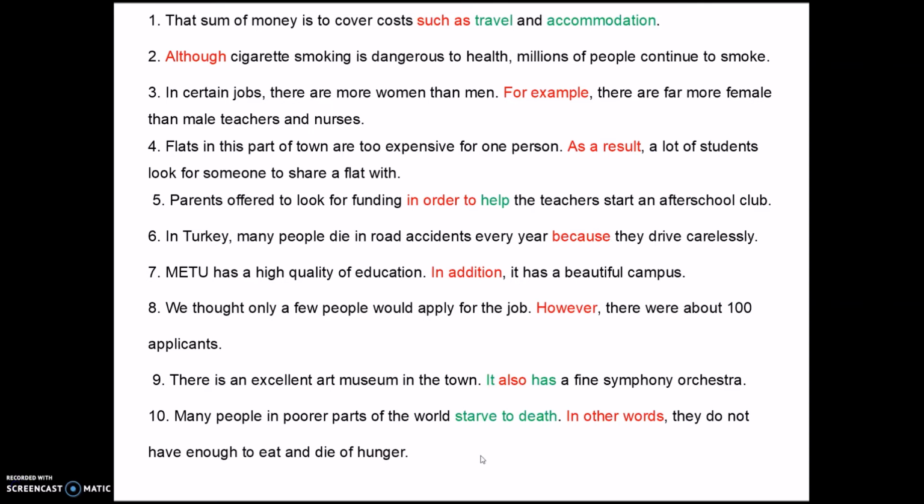And in the last sentence, we paraphrase the first part here. Many people in poorer parts of the world starve to death. In other words, they don't have enough to eat and die of hunger. So I paraphrase, or I tell the same thing, using different words this time. So starve to death means not having enough to eat and dying of hunger.